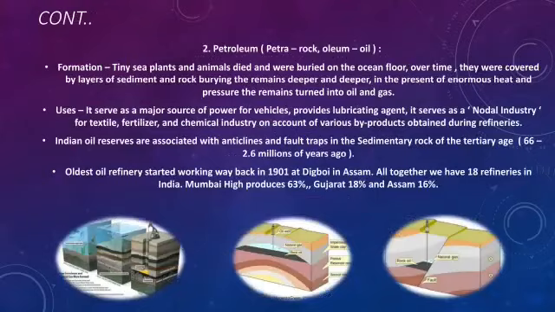The oldest oil refinery started working way back in 1901 at Digboi in Assam. Altogether, we have 18 refineries in India. Mumbai High produces 63%, Gujarat 18%, and Assam 16%.